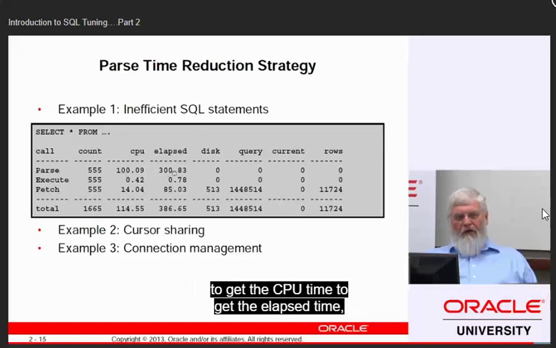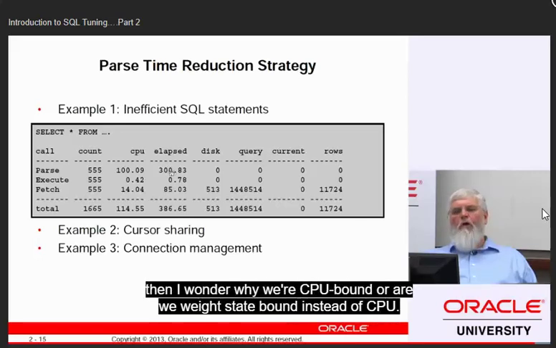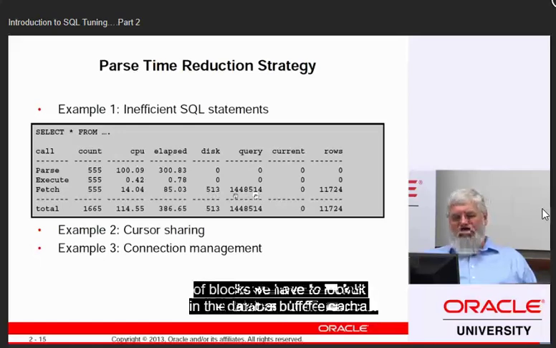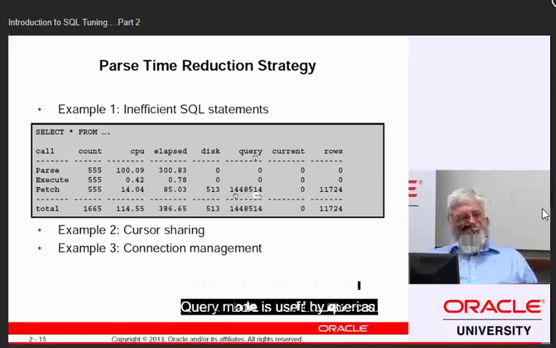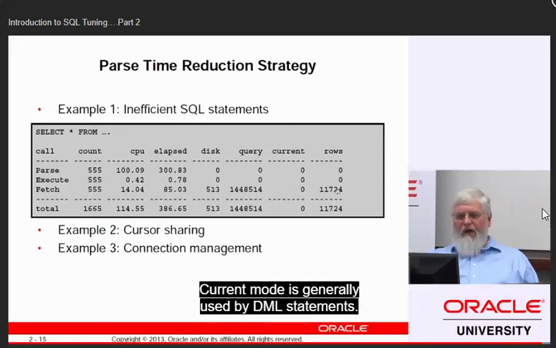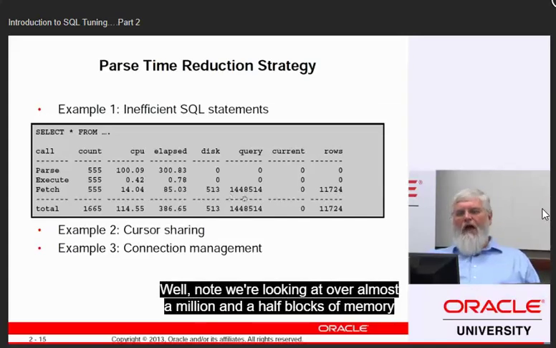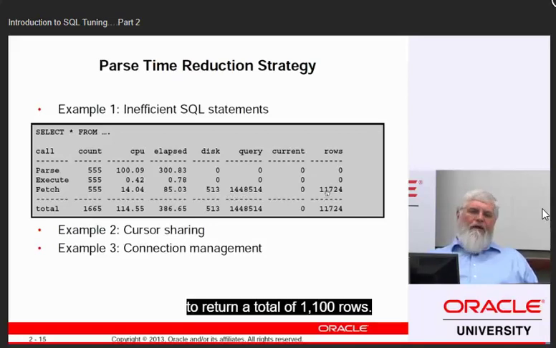It also summarizes the disk IOs, the number of blocks we have to look at in the database buffer cache. Okay, and we look at them in 2 modes. Query mode is used by queries. Current mode is generally used by DML statements. And then the number of rows. Well, note we're looking at almost 1.5 million blocks in memory to return a total of 1,100 rows. That may indicate there's a better execution plan. Perhaps an index would allow us to access the data more efficiently.